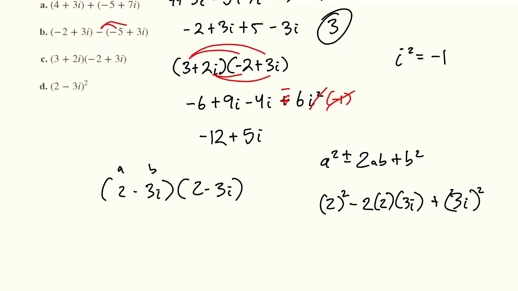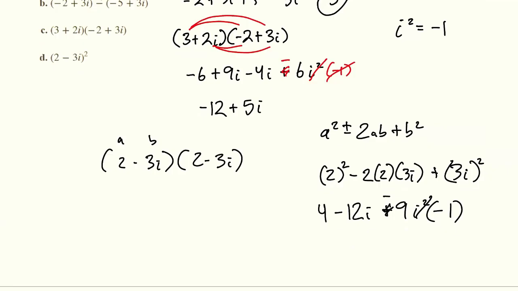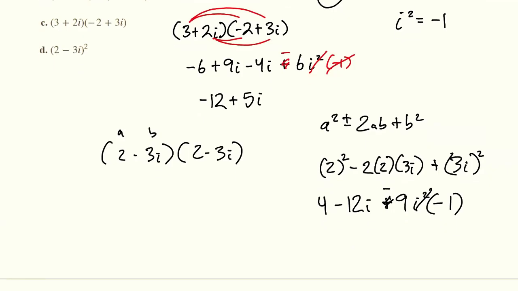Yeah, okay. But notice this turns into 4. 2 times 2 is 4. 4 times 3 is 12. So that's going to be minus 12i. And then I get over here, what I got? I got a 9i squared. But that turns into -1, which means that just turns into a -9. So 4 minus 9 is what? -5 minus 12i.